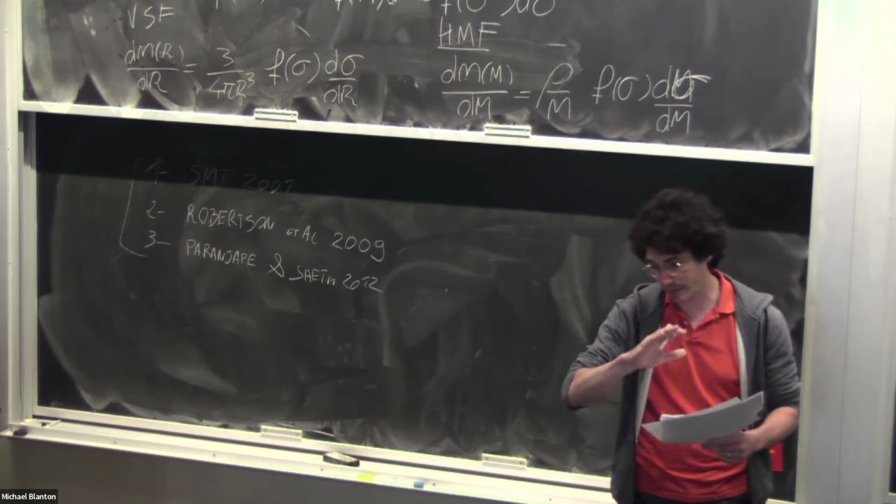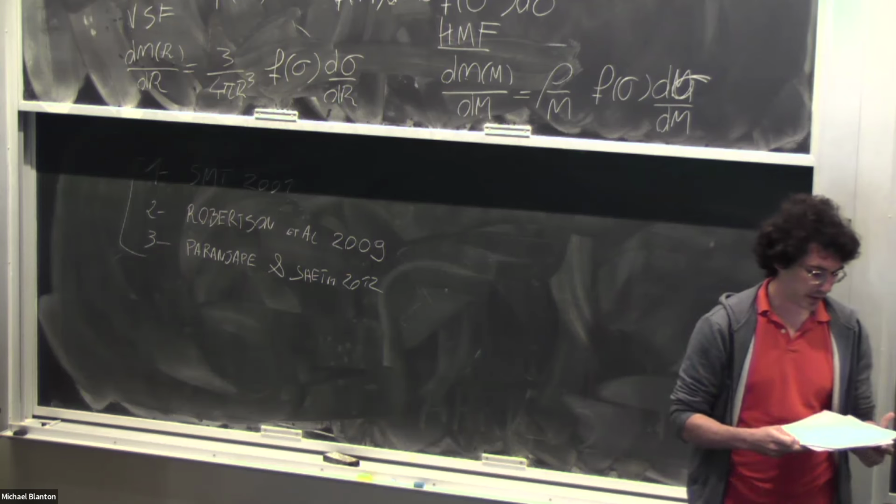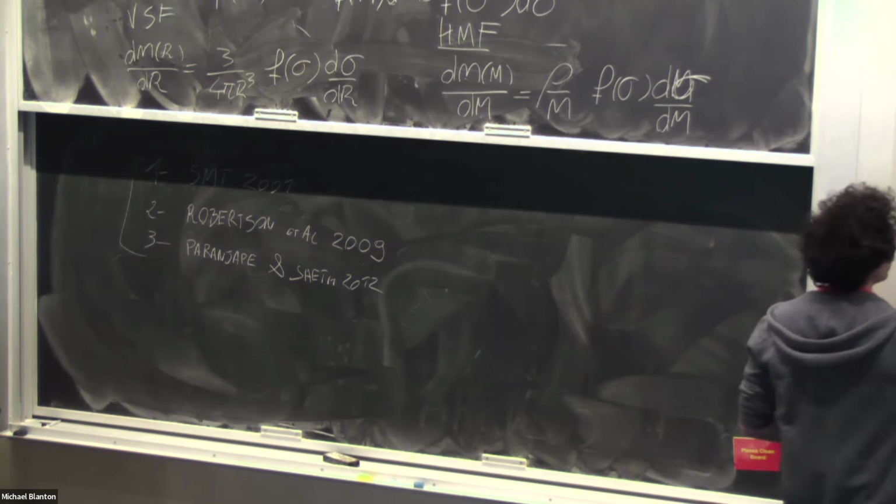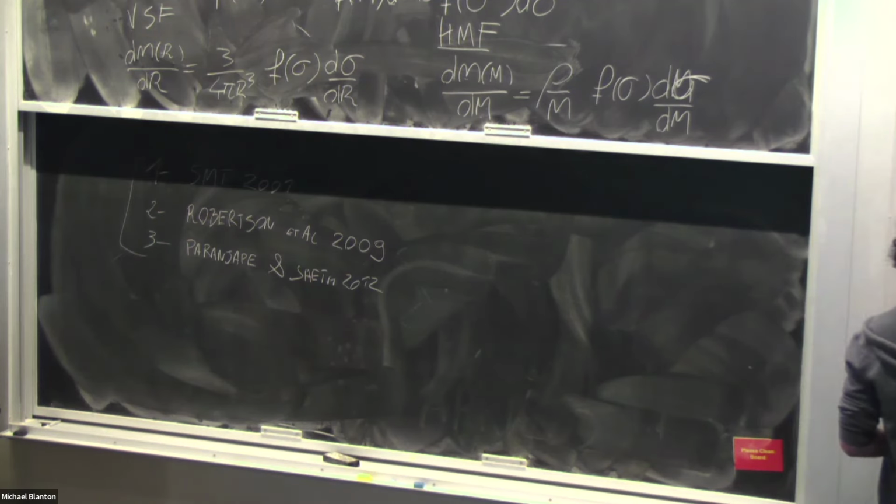This is an important part of all this work. So the idea to get the multiplicity function, and so at the end of the day, an analogous function or a voids function, is to study our field in Lagrangian space.